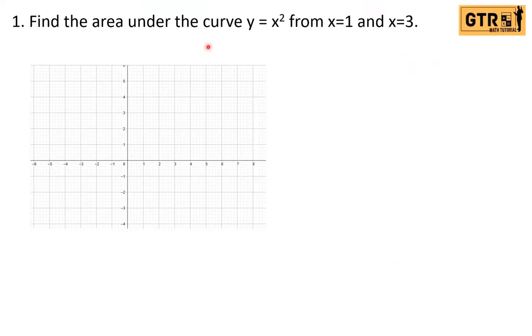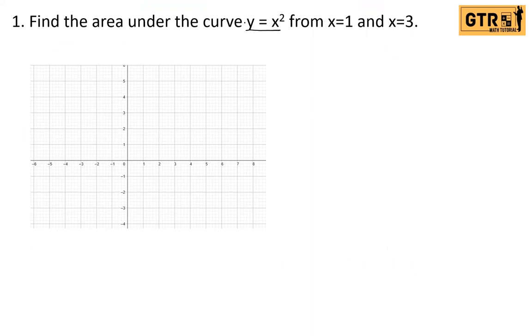Find the area under the curve y equals x squared from x equals 1 to x equals 3. So first step is to draw. Let us draw first the function y equals x squared. We need to draw so that we will know what formula to be used. If it is above the x-axis, the formula is positive integral of y dx. If it is below the x-axis, we have negative y dx. So that's why we need to draw.